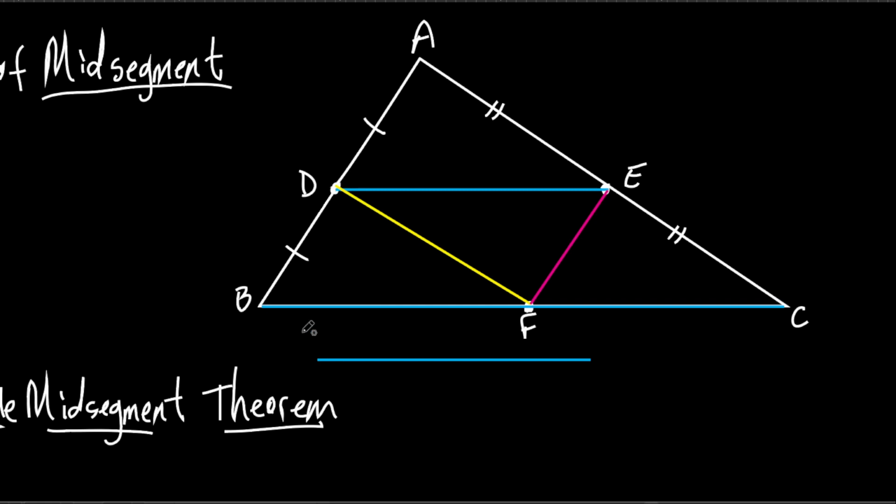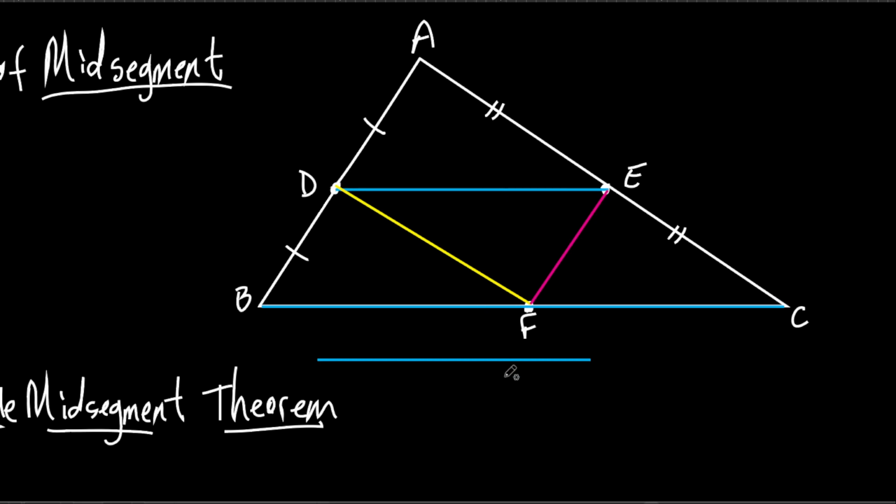Everybody see that? BC is the third side because this is the midpoint of two of the sides. This is the third side. What I'm asking is this: tell me about the length. The length of BC is how much of the length of DE? It's 2 times. Exactly right.